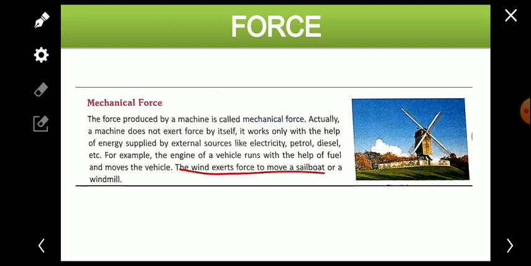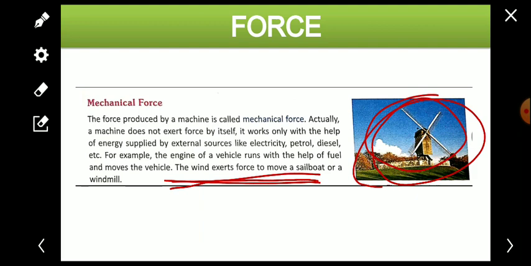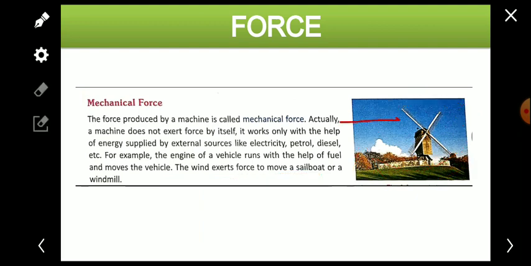The wind exerts force to move a sailboat or a windmill. Wind is also used to exert force to move a sailboat or a windmill. You can see this is the picture of the windmill. When the wind blows, it rotates these wings, and because of that energy is produced. So here the force is utilized.